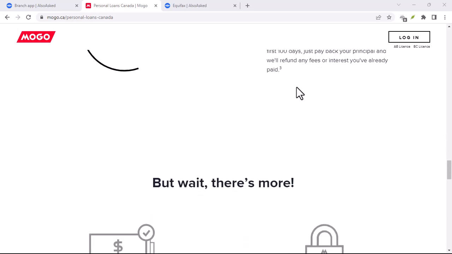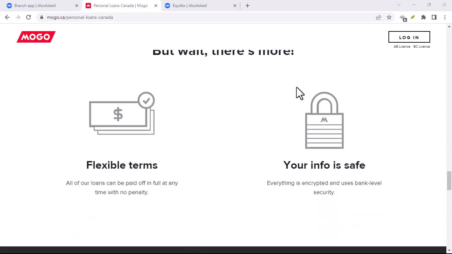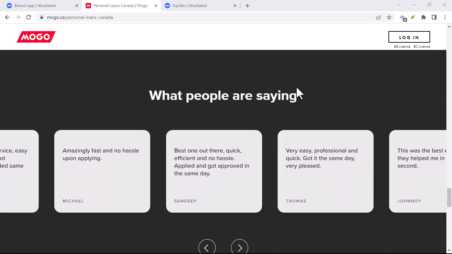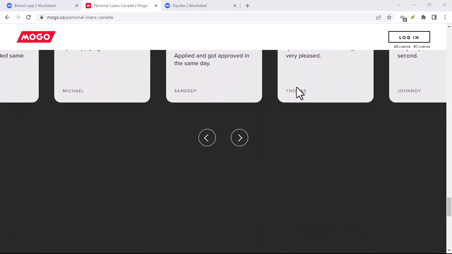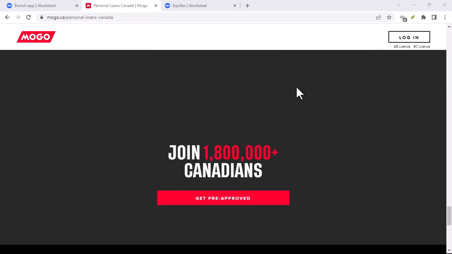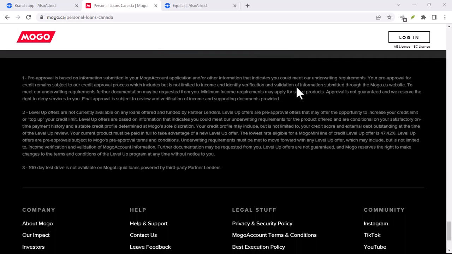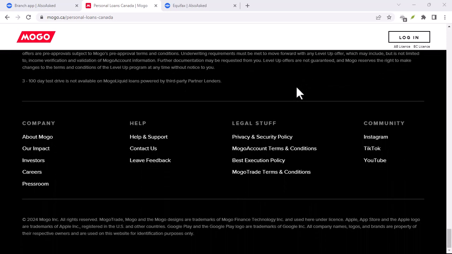The second option is to use the Mogo Visa Platinum prepaid card. This acts just like a regular debit card, so you can use it for online purchases or swipe it at stores. Now, if you've been bitten by the investing bug and are using Mogo Trade, things are a bit different.